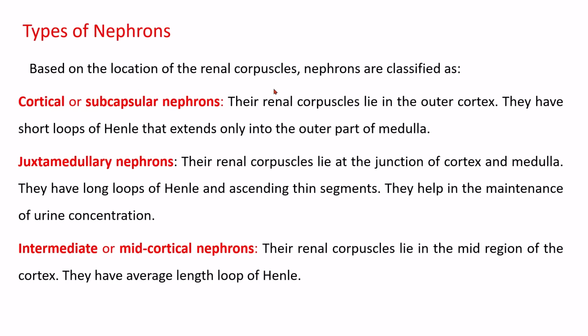So based on the location of the renal corpuscle, nephrons are classified as cortical or subcapsular nephrons. The renal corpuscles lie in the outer cortex. They have short loops of Henle that extend only into the outer part of the medulla.